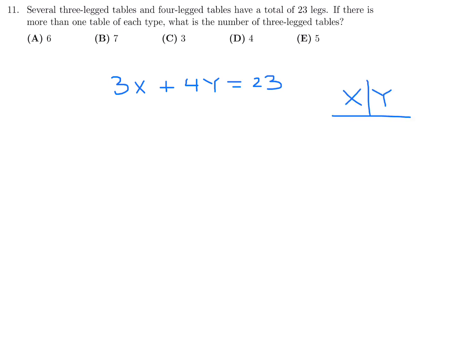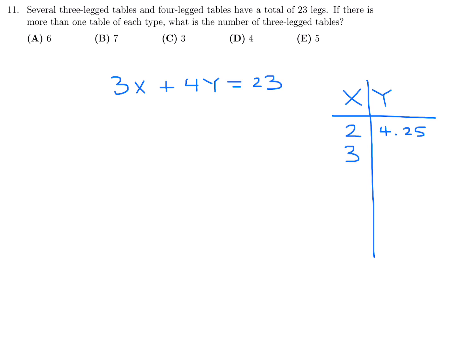So we can just make a quick table, keeping in mind that each of these values has to be greater than 1, more than one table of each type. So we'll start off with x equals 2, because it has to be greater than 1. If x is 2, and we plug it into this equation and solve for y, you get a y value of 4.25. Now obviously that's not an integer, so this is not going to be a solution.